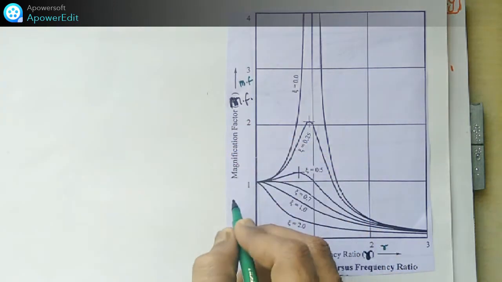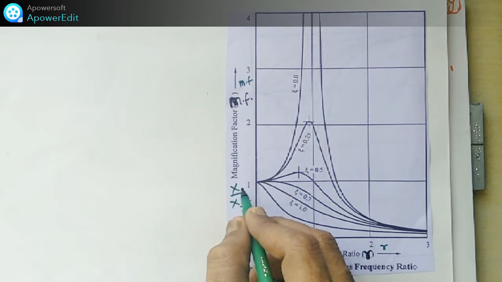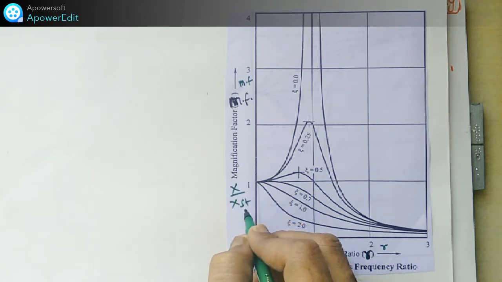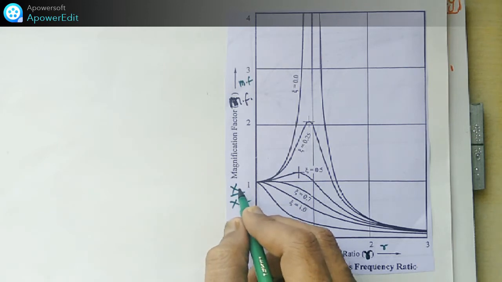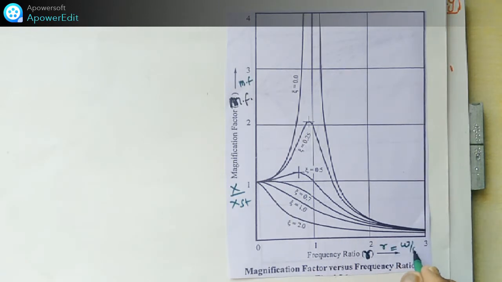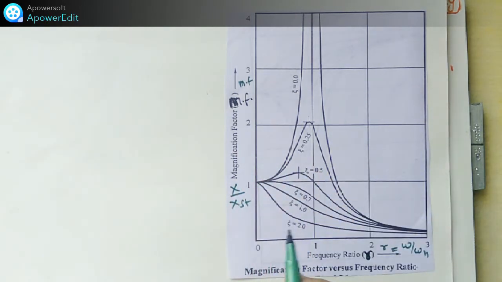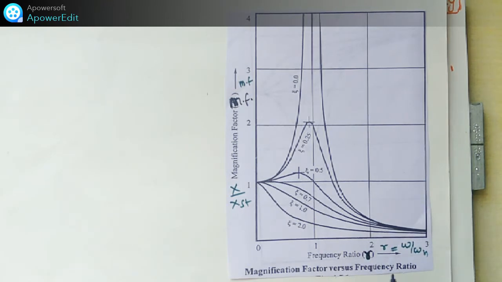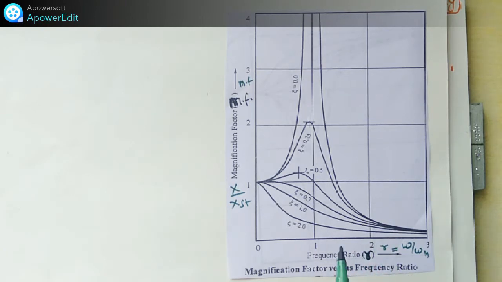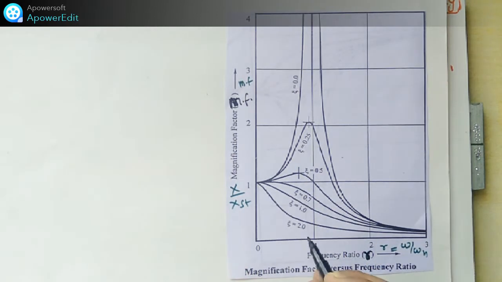This graph is a dimensionless plot. What is the MF? MF is x by x st. This is the amplitude at the harmonic force, and x st is the amplitude for static deflection, and this is the ratio omega by omega n, which is also dimensionless. We are studying this dimensionless plot of magnification factor versus frequency ratio for different damping factors, as shown in this figure. Carefully watch it.